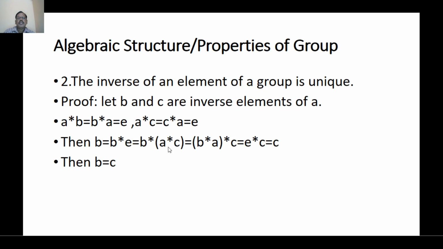Then B star A star C. B star A is equal to the identity element. So E star C is equal to C, and hence B is equal to C. So the element B is equal to element C. That means if you assume that the element A has two inverse elements B and C, at last they are equal. Therefore, the inverse of an element of a group G is unique. So no two elements have the same inverse element. One has one inverse element, another has another inverse element, like that.